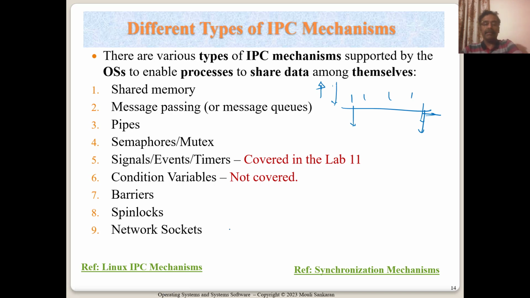Network socket is something between two different machines or over the network, where we want to communicate something. We send data across. That is a network socket. So these are all different mechanisms provided by the OS for sharing some information. It could be actual data, or it could be a simple event, or some small packet of data which is being sent across between processes.